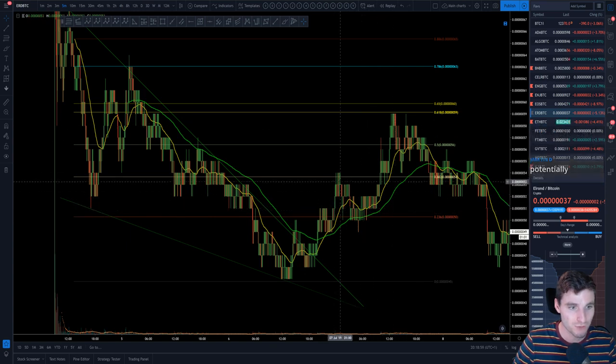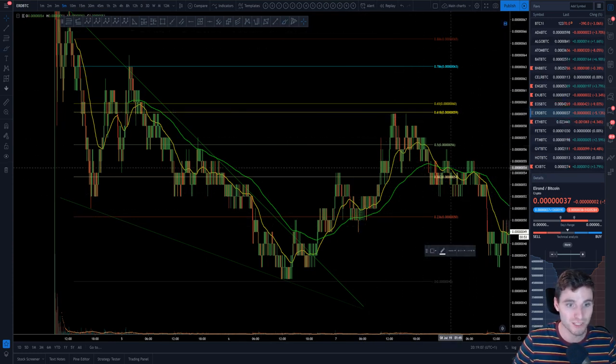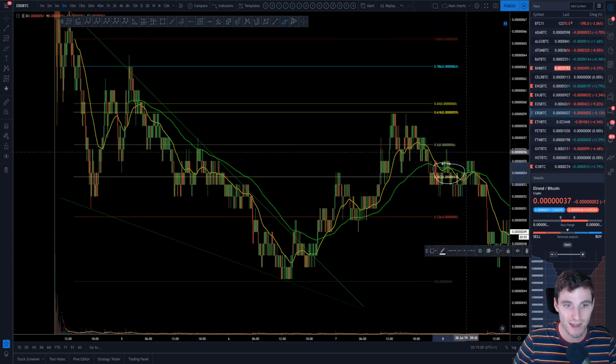You come up to the 382, sell off. That's target 1, 382, sell off. Come up to the 618, hit 618, sell off, and then you actually get your bearish cross right here, and that's out of the trade.